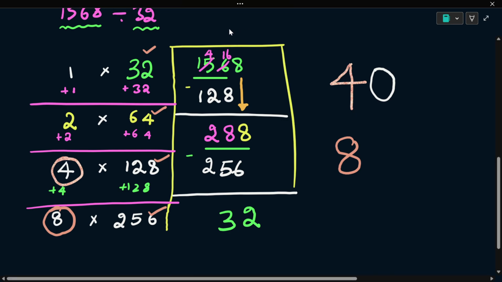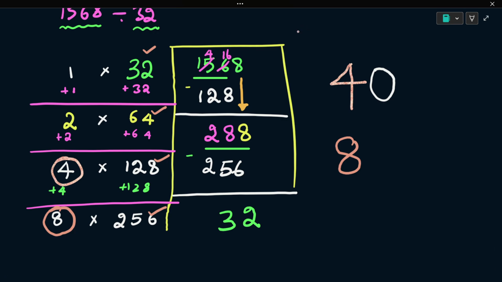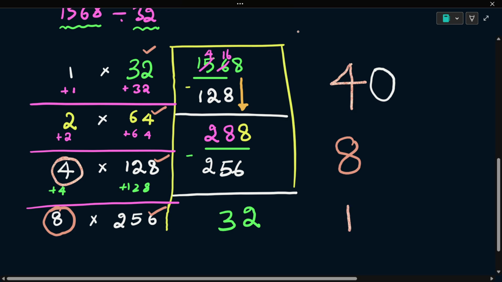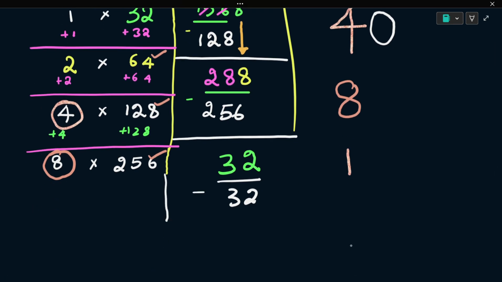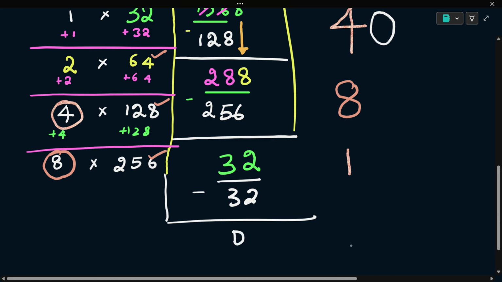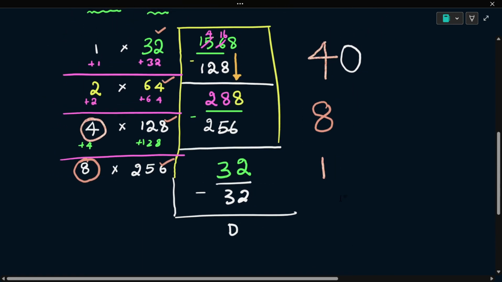Now check. 32 is equal to 32, right? Yes, I'll be taking 32. Okay, so 32 times 1 I'll be writing here and I'll be writing 32 here. Okay, because 32 is equal to 32. So 32 minus these numbers. What is 32 minus 32? Is equal to 0, right? So you're getting 0 as the remainder.